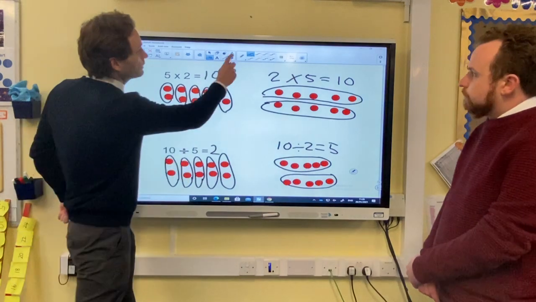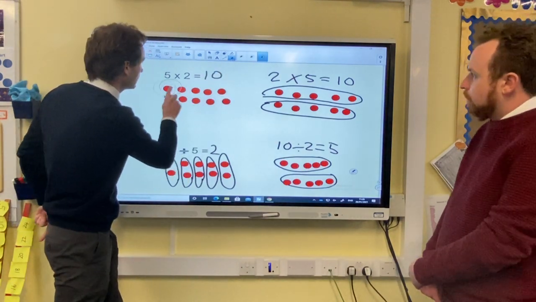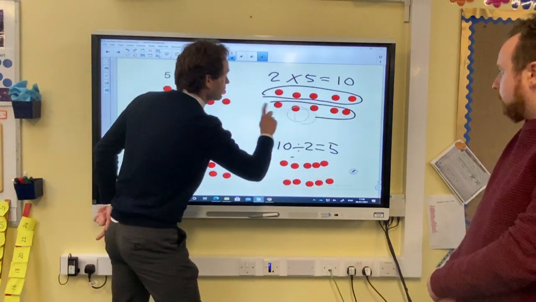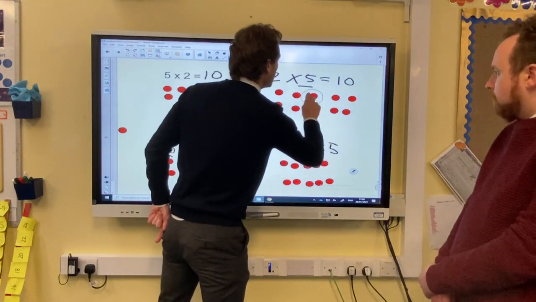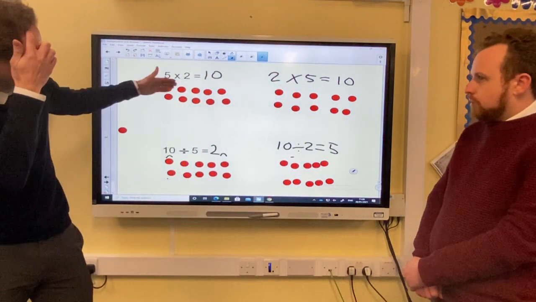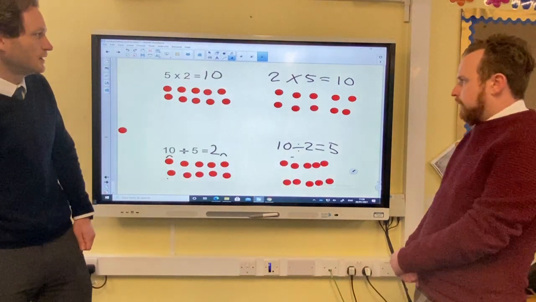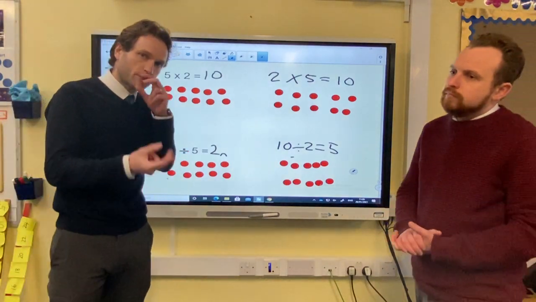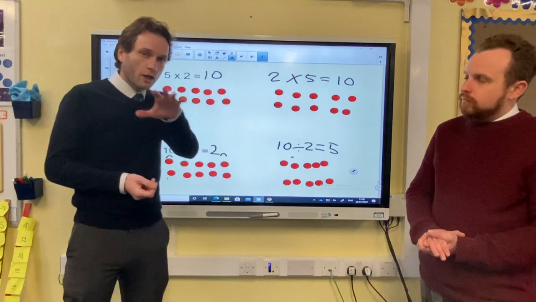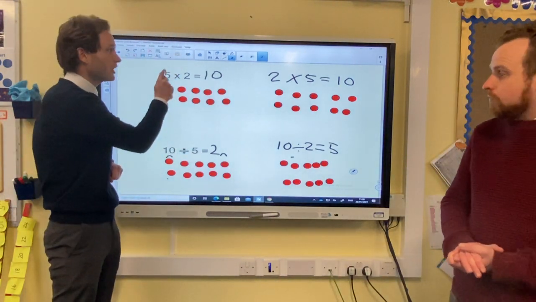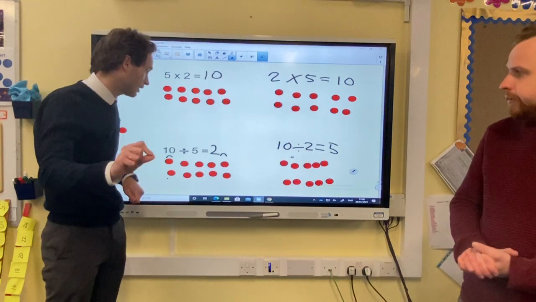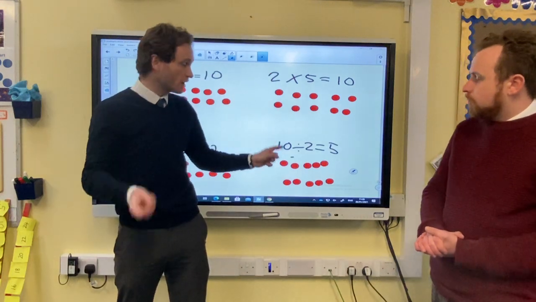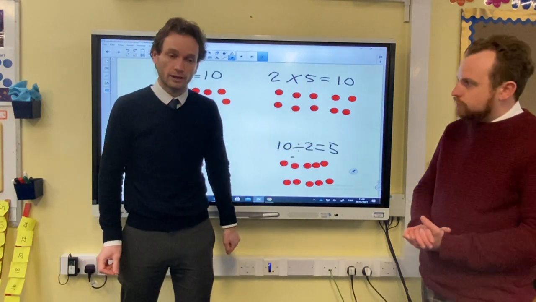And actually, Mr. Lake, if we rubbed out these lines, what do you notice about all these different arrays? Well, they're all exactly the same. They're exactly the same 10 circles. So there's a big link between division and times tables. Hopefully you'll realise, if you know 5 times 2 is 10, you will also know 10 divided by 5 is 2. You'll know 2 times 5 is 10. And you could just know 10 divided by 2 is 5.